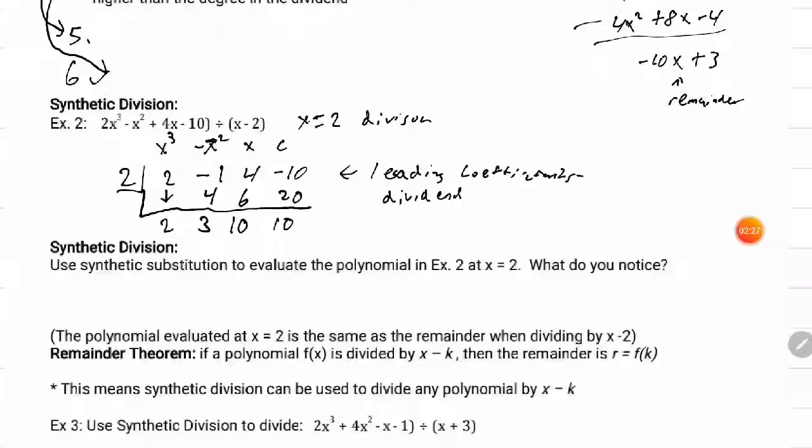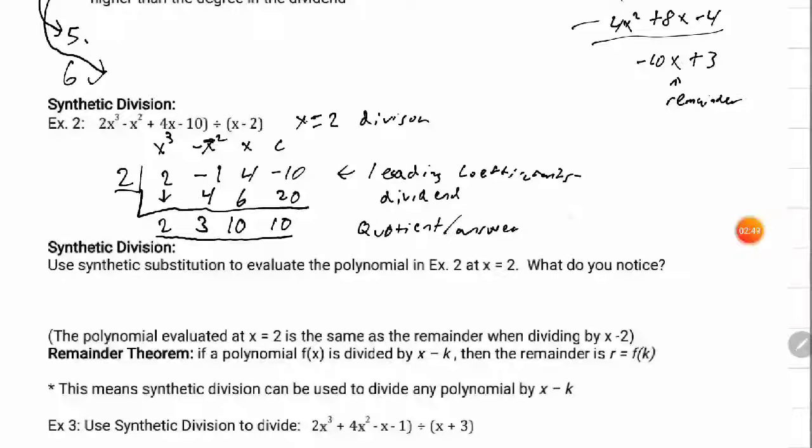So how do we translate this into an answer? Our quotient, or answer, is this. I look at these values here, the numbers that I have, and this is what it looks like. So I start off with 2x squared plus 3x plus 10, plus 10 over x minus 2.